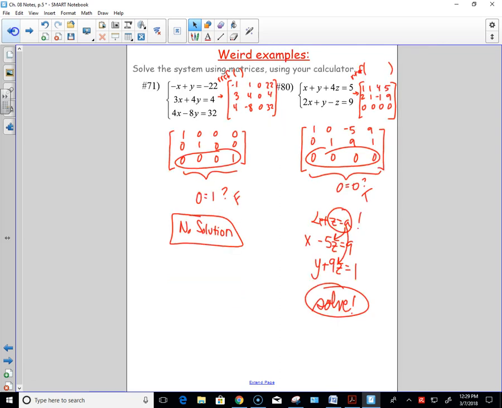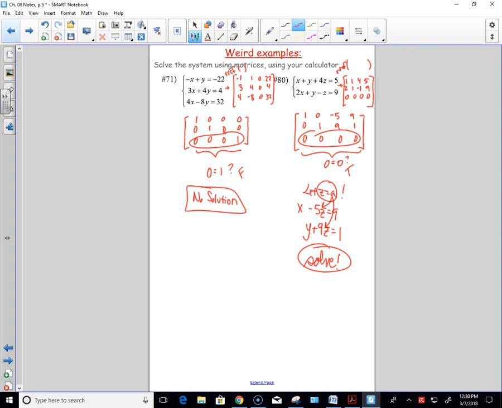So the final solution to this one, since we have just a little bit of time, would end up being x minus 5a equals 9. So x would equal 9 minus 5a when you plug in. Y would equal 1 minus 9 times a. And z would equal a. So there are some weird ones that can show up in section 8.1 homework.